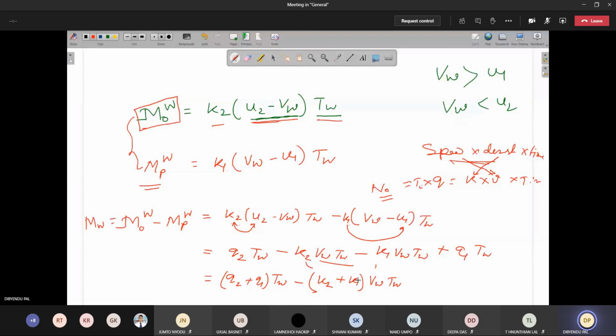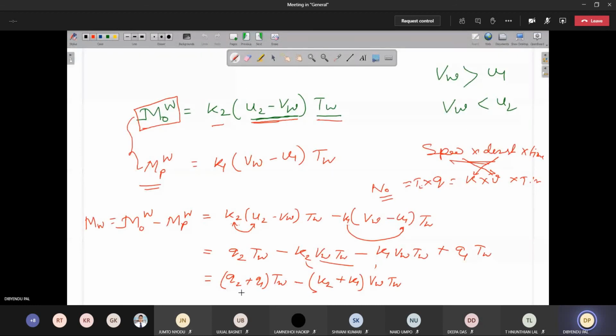Now what I said initially is that the total traffic stream I have divided into two parts. One part I said is moving with the speed of U1 and density K1. So what was their flow? That was Q1. Another part I said was moving with the speed of U2 and density K2. So what was their flow? Q2. Now if I combine both the streams together, what will you get?